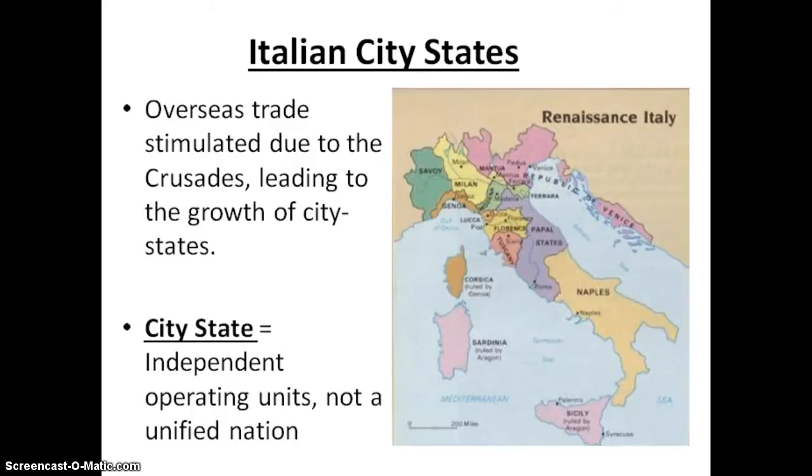All right, Italian city-states. So overseas trade stimulated due to the Crusades, which led to the growth of city-states. So take a look at this map of Renaissance Italy. These are the city-states of Renaissance Italy. And city-states are independent operating units. They are not a unified nation.